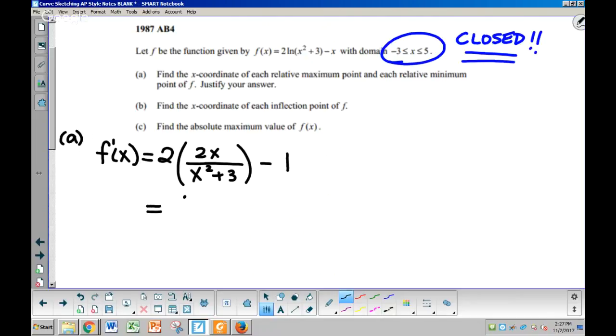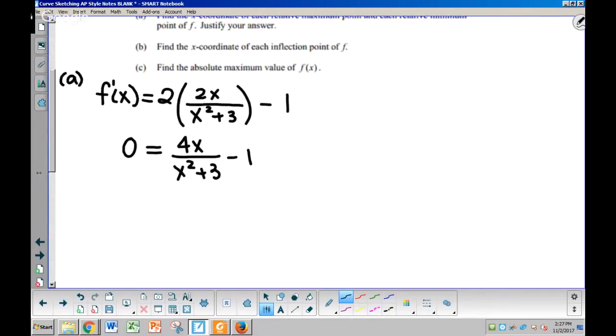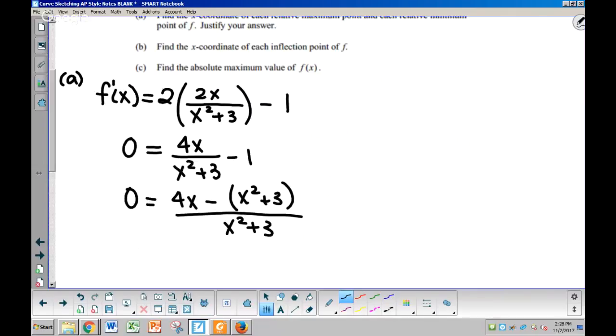Okay, so I'm going to simplify this and get 4x over x squared plus 3 minus 1. And I have to set this equal to 0, so I need to find a common denominator. So 0 equals 4x minus (x squared plus 3), over x squared plus 3. Right, we have to distribute that pesky negative. Everybody all right with that?